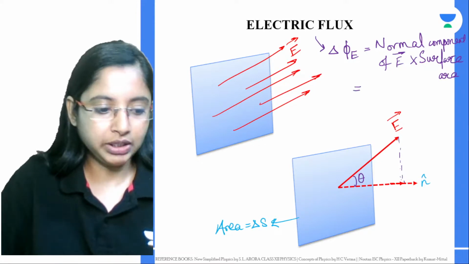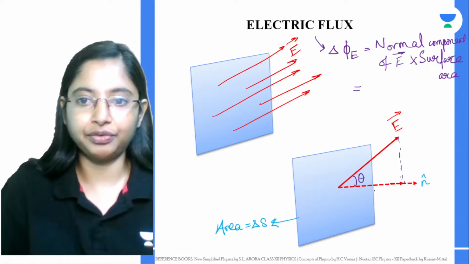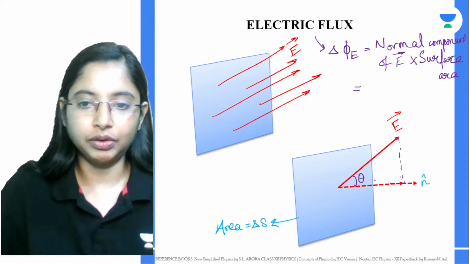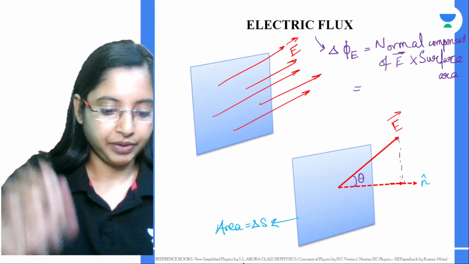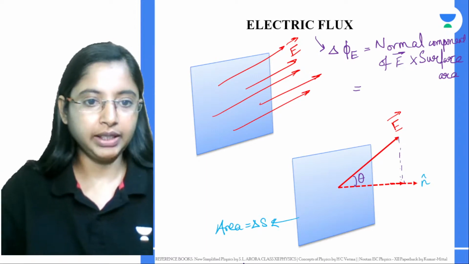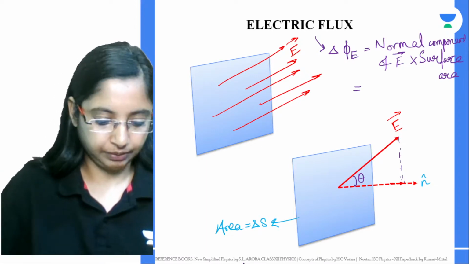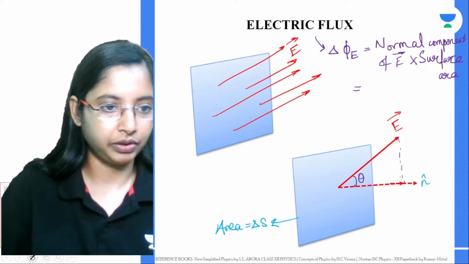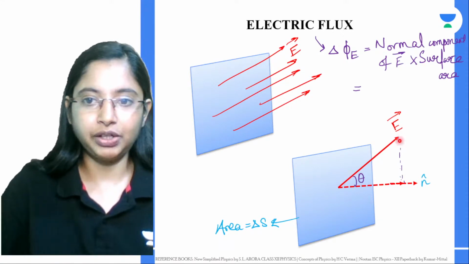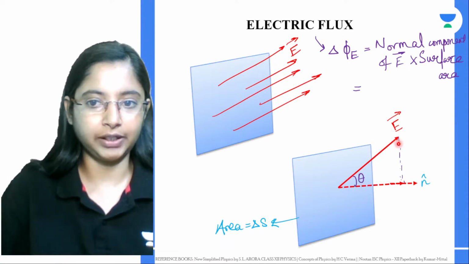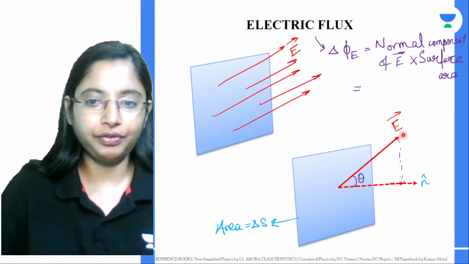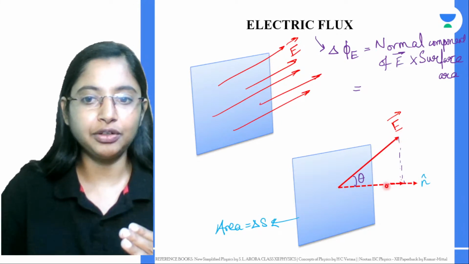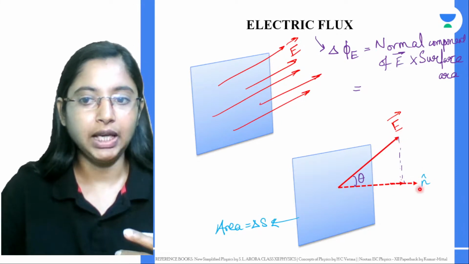What is the normal component of the electric field in this case? How do we find it? You can use trigonometry. This actually looks like a right angle triangle, correct? So here you can make use of the right angle triangle. You want to take an electric field line in this direction, but you want to consider the component that is normal to the plane.